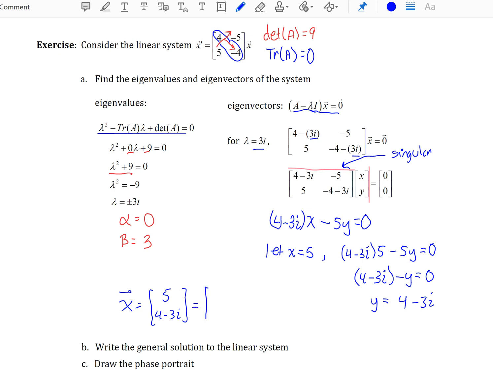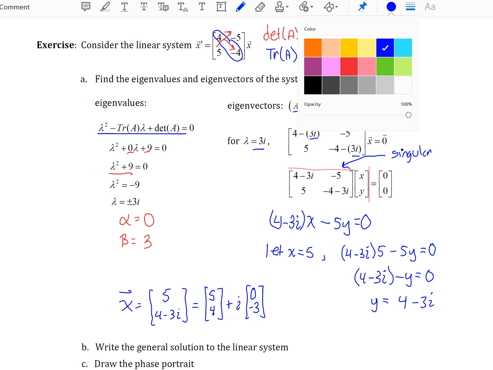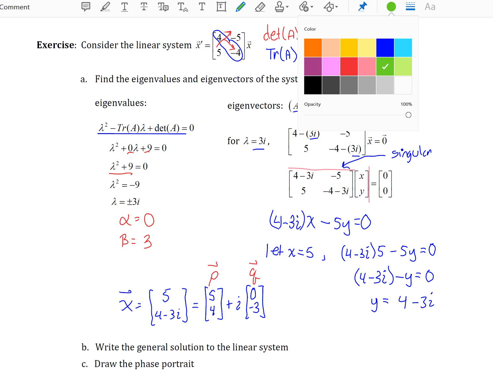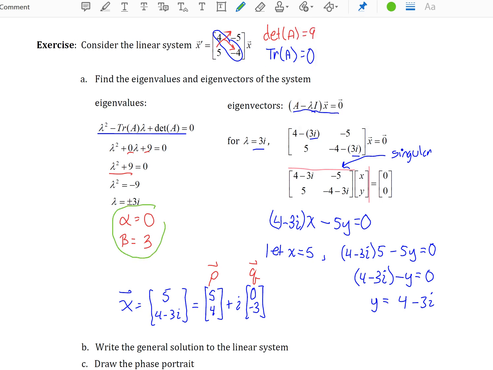However, I'd like to write this in terms of the sum of two vectors with a real component and an imaginary component. The real component would have 5 and 4 as its entries. The imaginary component would have 0 and negative 3. In terms of our general solution, this is the p vector that we need, and this is your q vector. Now, with this as your eigenvalues and this as your eigenvectors, we can jump to writing our general solution to our linear system.